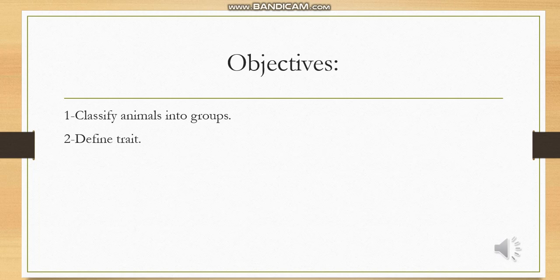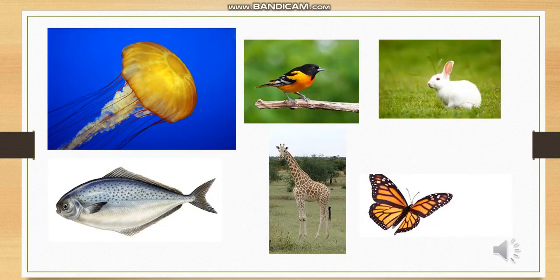Objectives for today: classify animals into groups. Define the term trait. Look at the pictures in front of you. Give two examples of how you can classify animals. The butterfly and the bird can fly. The jellyfish and the fish live in water.